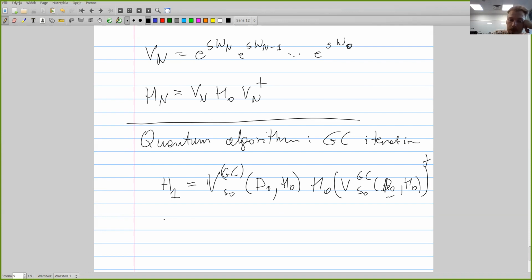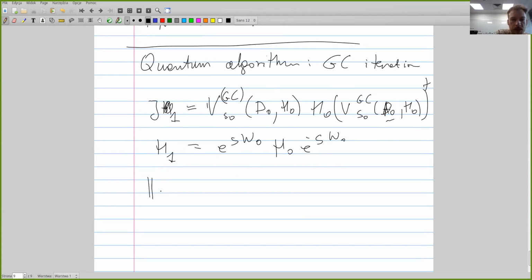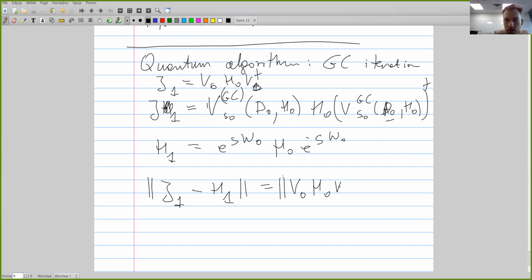So what's the difference? I will call this J1. As soon as we start departing from the DBI recursion, we will be going somewhere away. So this is SW0, H0, E2, SW0 with a minus. And then what we can try to show now is, for example, in the first step, J1 minus H1, if I look at a norm, so let's write J1 is V0, H0, V0 dagger minus E2 SW0, H0, E2 minus SW0.